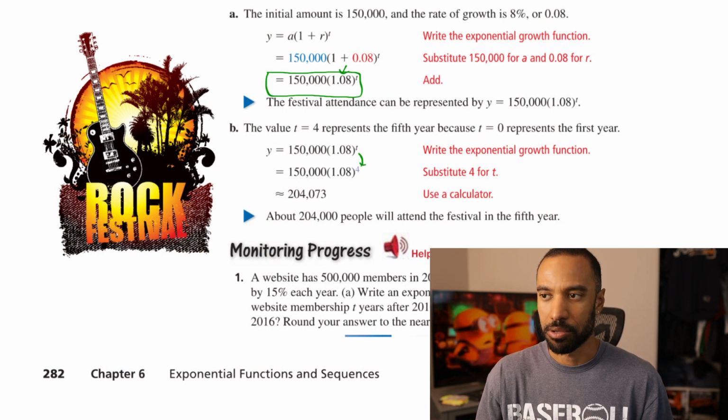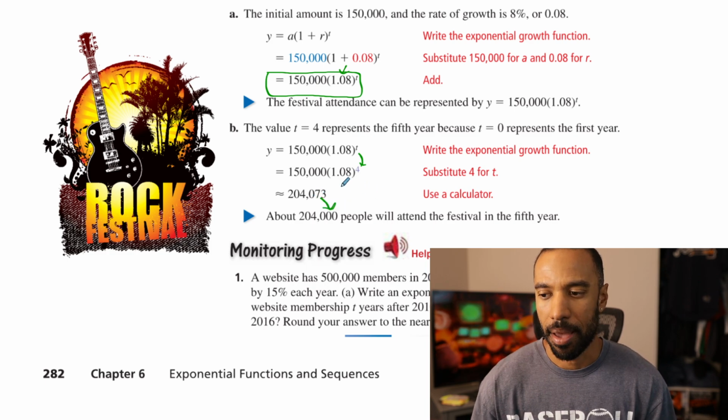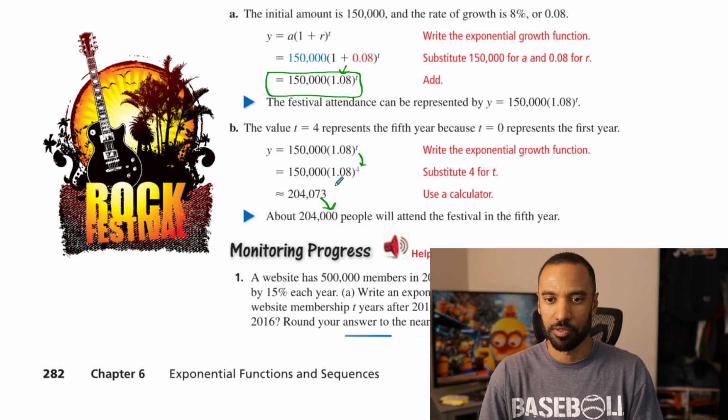Now, they don't want you to round to the nearest person. They want you to round to the nearest 1,000 of people. So 204,073 people, round that down to just 204,000. About 204,000 people will attend the festival in the 5th year.